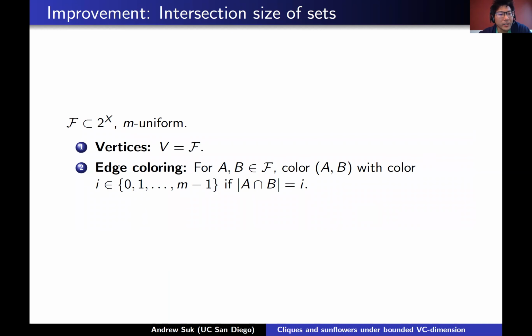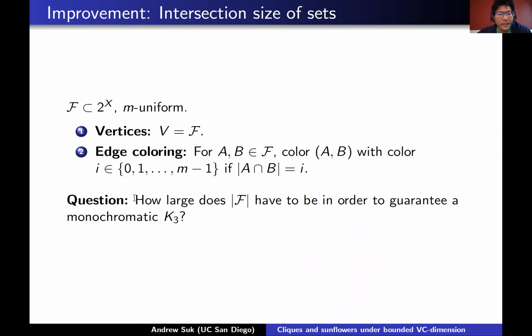So what I'm saying is the following. Suppose we have a collection of sets of size m, so we have this m-uniform family. Then I take the complete graph where my vertices are these sets, and I color each edge, which is a pair of sets, with color i if those two sets have i vertices in common. And so you can ask, how large does this family have to be in order to guarantee a monochromatic triangle in this complete graph?